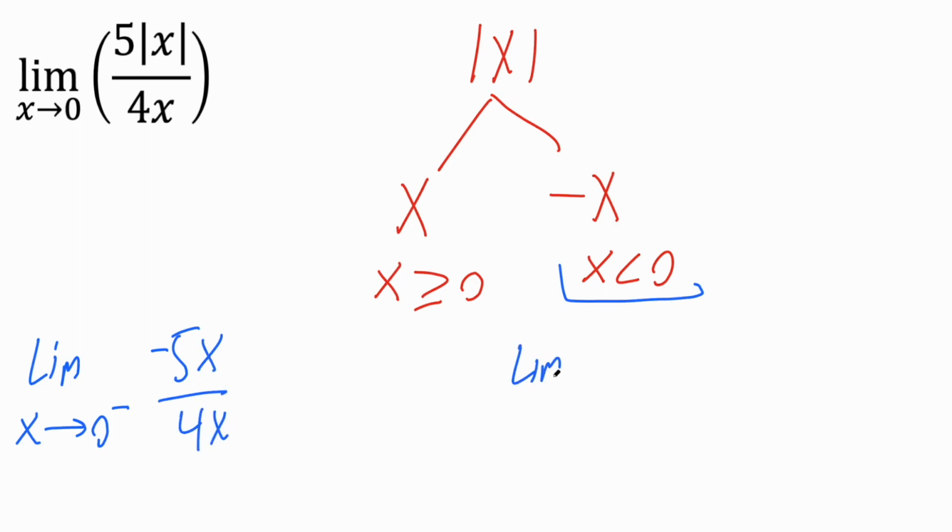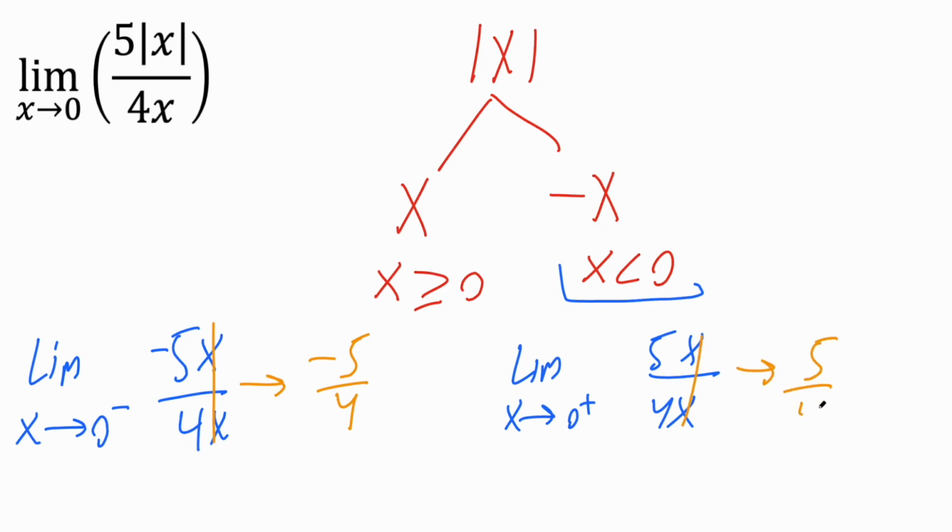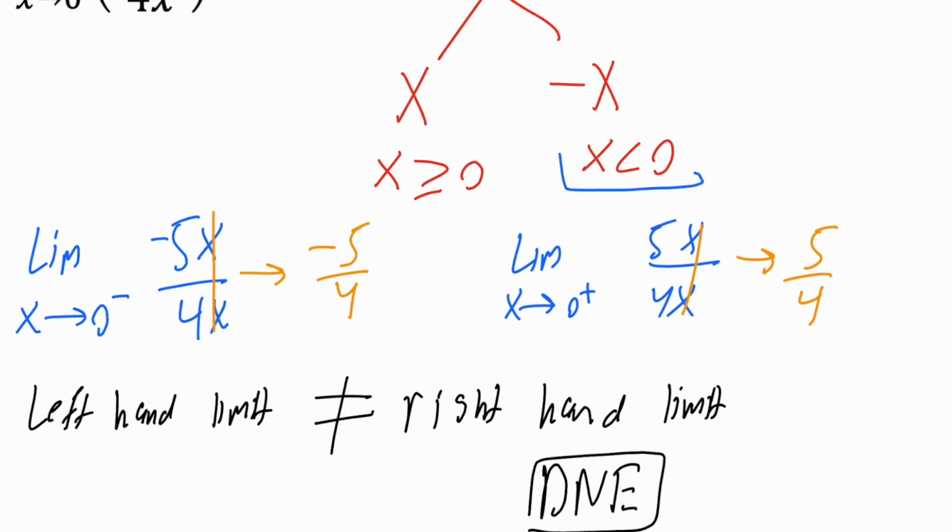Likewise, I have to do the limit as x approaches 0 from the right. So I'm going to get 5x. I'm going to be using this piece right here, divided by 4x. Now we can cancel the x and we would get negative 5 over 4. On the right, we cancel the x, we get 5 over 4. Because both limits approach different numbers, therefore we say the limit does not exist. And that's all we need to do for this problem.